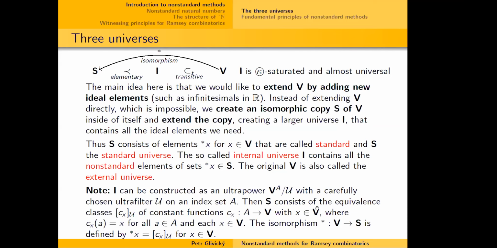And in this construction, the important mapping star is the mapping that takes every element, every set from the universal class, to the equivalence class of the constant function which is constantly equal to x. Okay, so that's the main idea of the three universes of the non-standard methods.